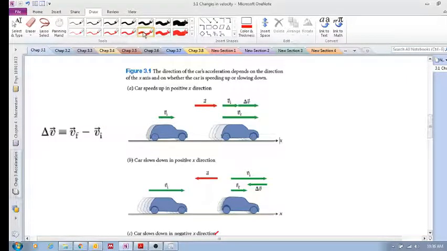Okay, we're going to carry on with section 3.1. So let's consider the same car. It's traveling at initial velocity, and then at a later point, at a later time, has a different final velocity. As you can see, these are vectors. Velocity initial is a vector given by this arrow and also the length of the arrow. And here we have again an arrow and a different length.